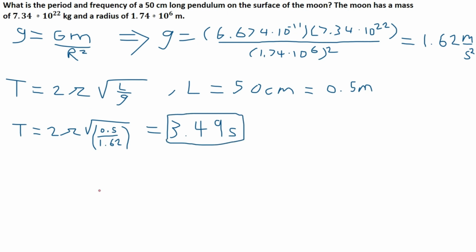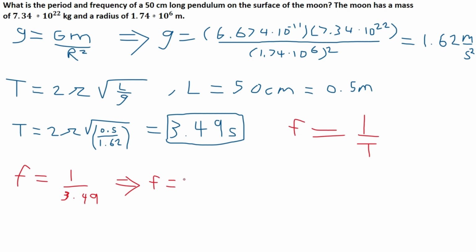Now let's find the frequency. We know that the frequency is equal to the inverse of the period. So we just need to simply take the inverse of the period. This means that the frequency is equal to 1 divided by 3.49 seconds. This gives us our frequency of 0.29 hertz.